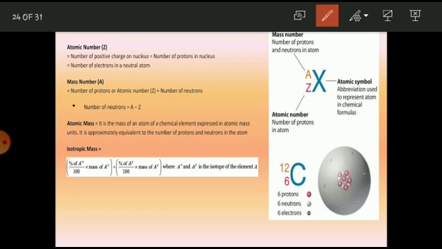The carbon, whose atomic symbol is C. To the subscript, what we have to write? We have to write the atomic number. So the atomic number of carbon is 6 and the mass number is 12.